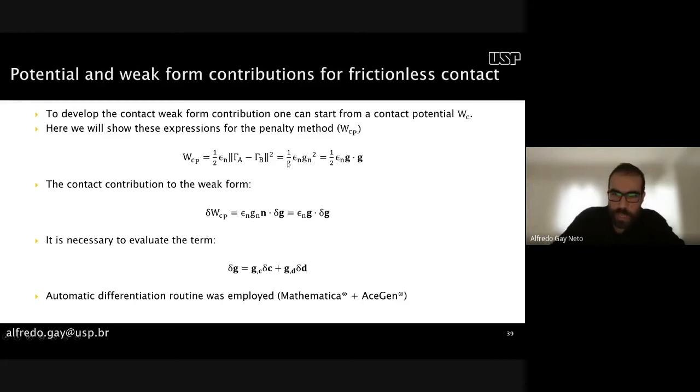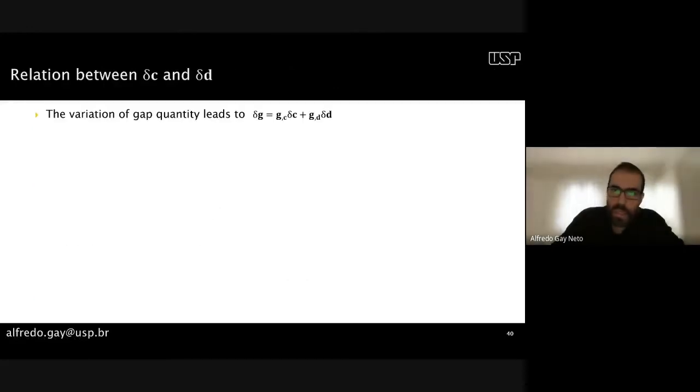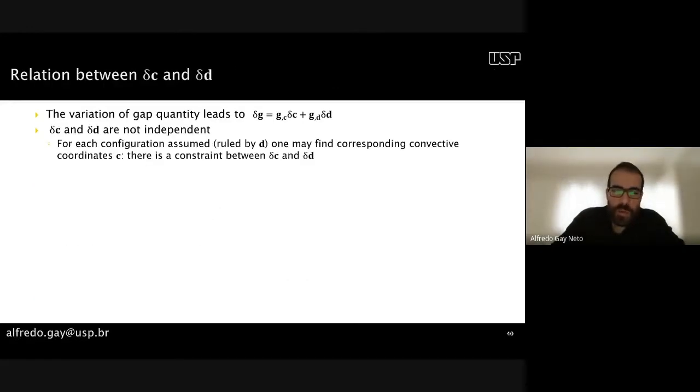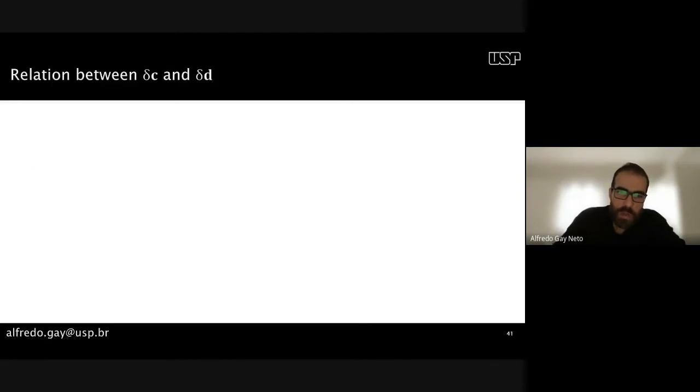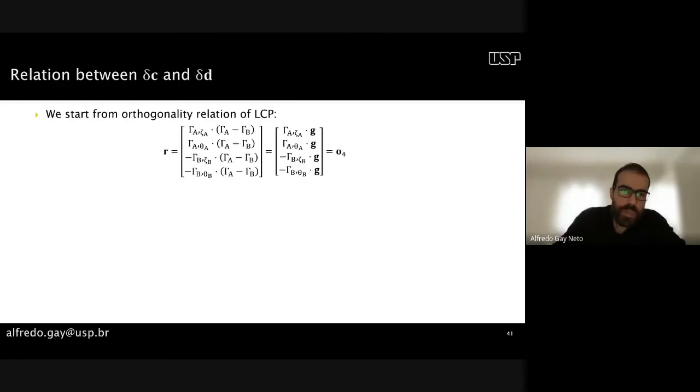So we do that, then after much algebraic work, we find the variation, so we have a contribution to the weak form. We need this term, which can be evaluated by mathematical derivation and so on. I will skip this a little, because this is a discussion that I think is not important for now, but I will leave the material with you. The relation between the variation with respect to the convective coordinates and the degrees of freedom is not very straightforward. I'll leave this for another opportunity.